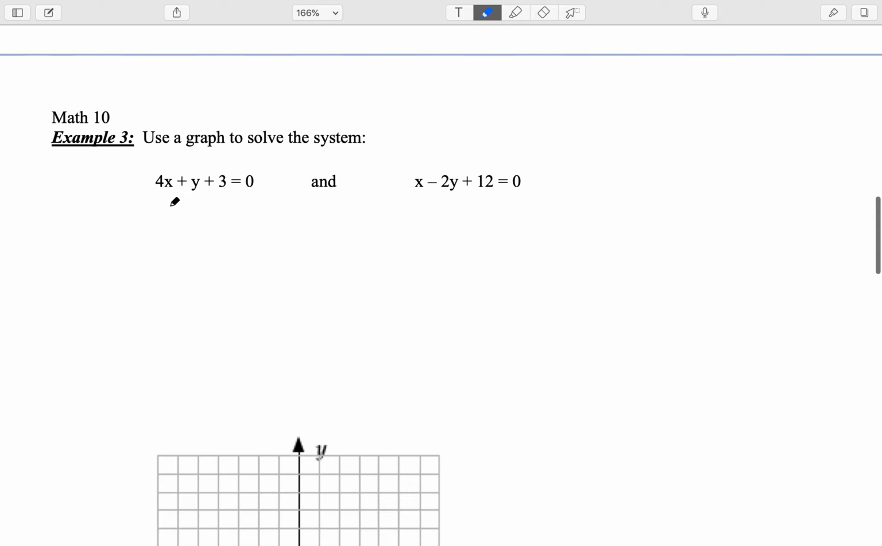We're going to graph these things. We know how to graph lines, but you graph one line and you graph the other line and you're just looking for where they cross. So that's all we're doing here. We're going to graph this system to solve it.